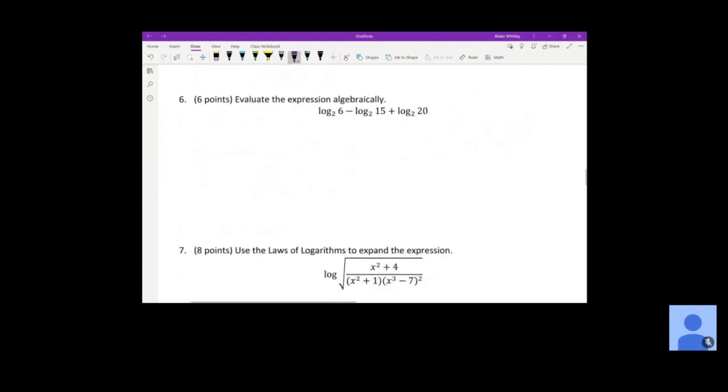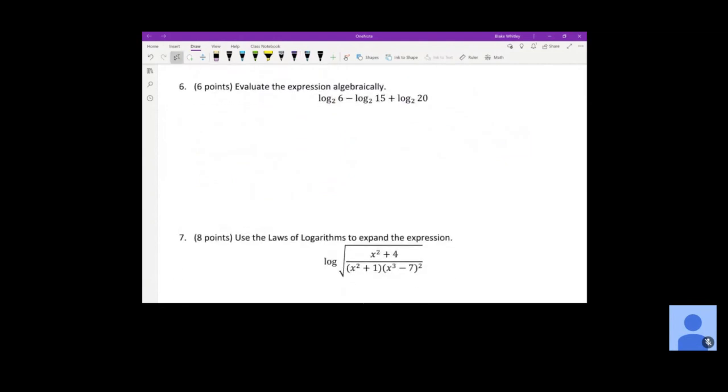All right, let's look at the next one. So we're going to evaluate this algebraically. The first thing we're going to do is see if we can condense it and combine these, right? Then we'll rewrite it in exponential form and see if we can get an answer by finding the same base there. So how would we combine these first of all?